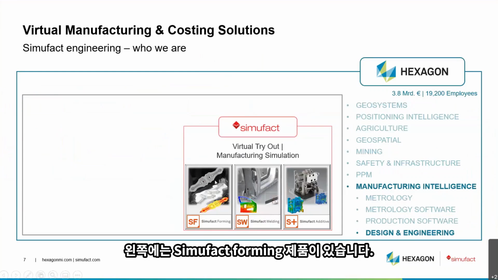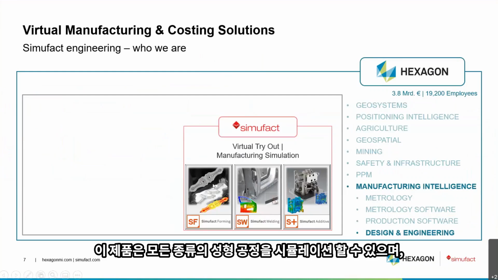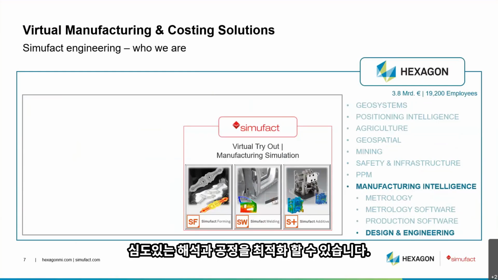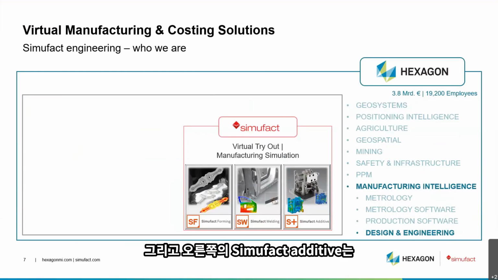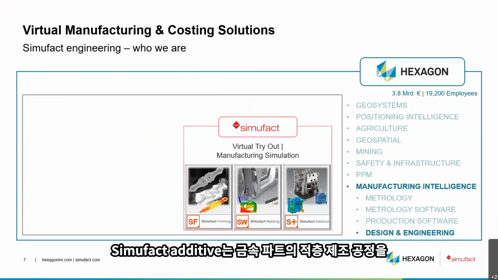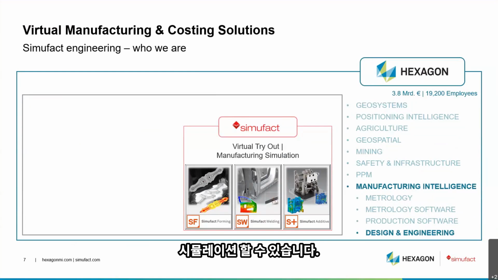To the left, you see Simufact Forming. This is a simulation of all kinds of forming processes and the in-depth analysis and optimization of them. And to the right, you see Simufact Additive. This is our newest product line. This comprises the simulation of additive manufacturing processes for metallic components.